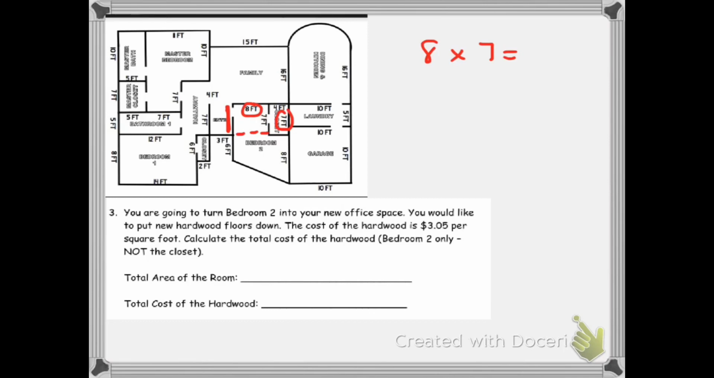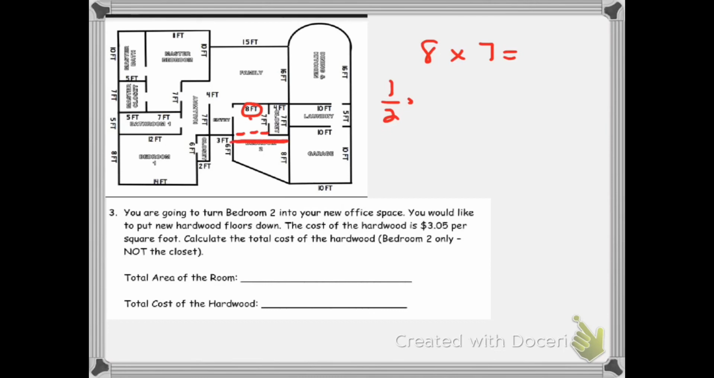Then what we need to do is find what we're going to use for the trapezoid. A trapezoid is half times the height. And in this case, the height is going to be this, all the way across.